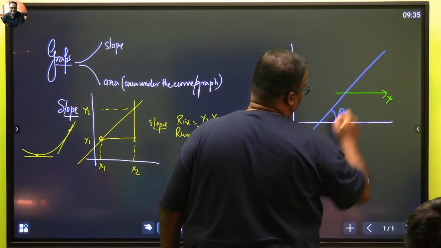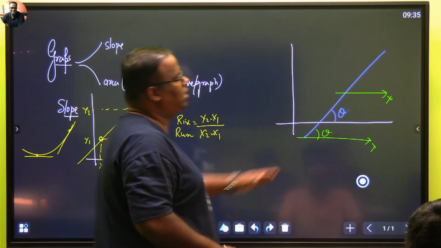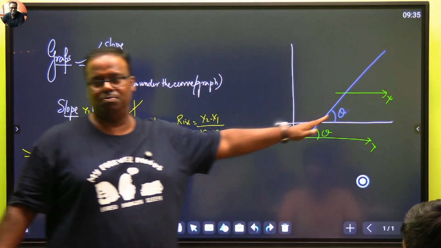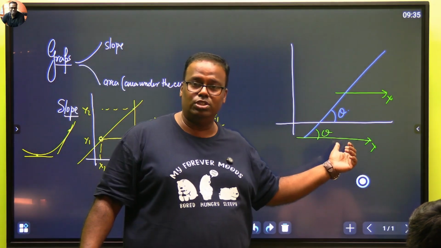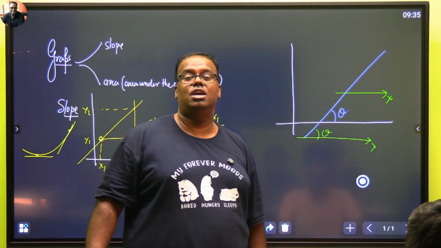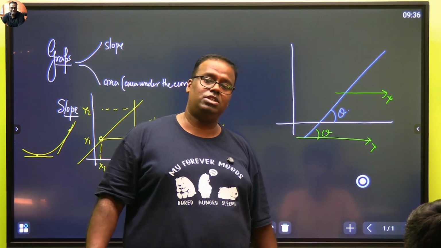This is x positive, anywhere you look, this is x positive. This angle theta, all the angles will be same, they are all corresponding angles, parallel lines and transversal formula. If this angle is acute, the line makes a positive slope, right? If it is obtuse, it is a negative slope.